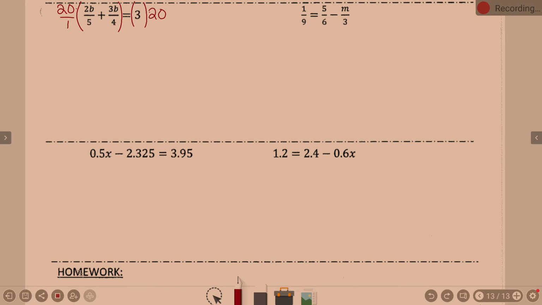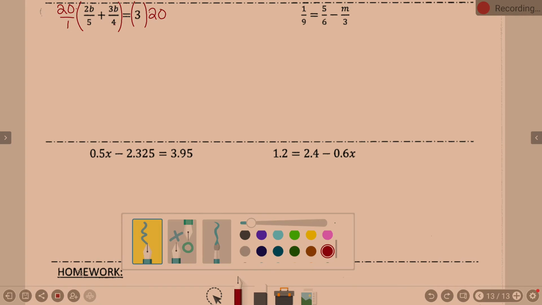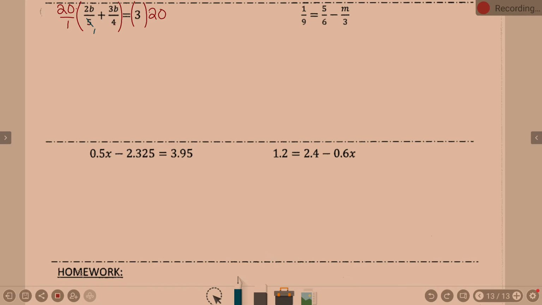I know you guys are not fans of cross-canceling, but I'm still going to keep trying. I guess you could do 20 times 2 and divide by 5, but I prefer to say 5 and 20. 5 divided by 5 is 1. 20 divided by 5 is 4. And so now what is 4 times 2b? 8b. Plus. Now we've got to do the same thing right here, and I'm actually going to write in a 20 over 1 right here.